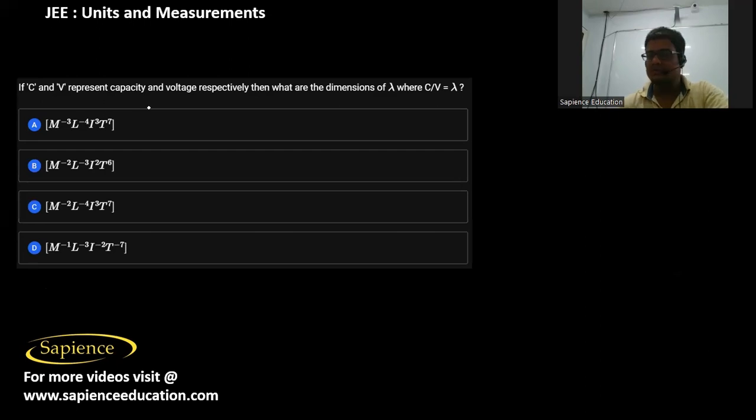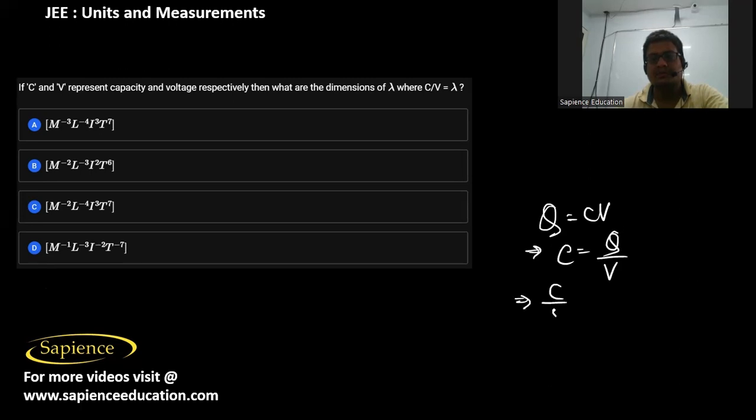Then here it is told if C and V represent capacity and voltage respectively, then what are the dimensions of lambda where C by V equals lambda? So now C is the capacitance. As we know that charge Q equals C into V. So I can say C equals Q by V. So therefore C by V will be equal to Q by V square. So therefore C by V, that is lambda.